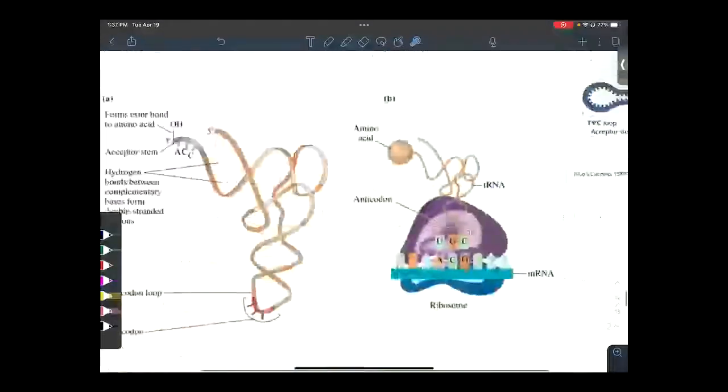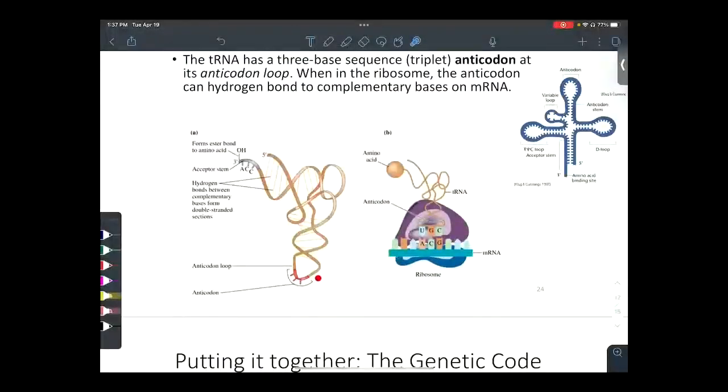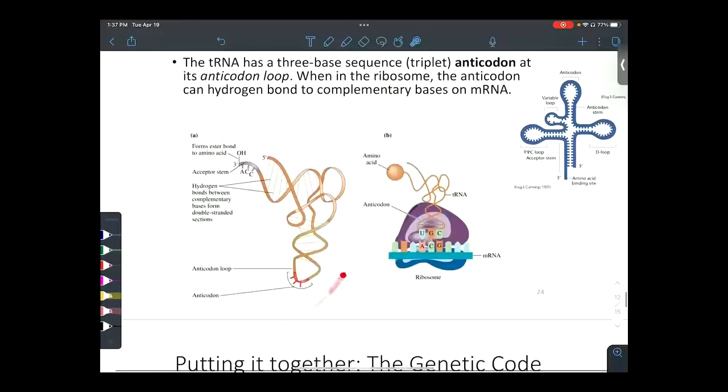In the book, though, they show transfer RNA looking like this. So this picture of transfer RNA is a little bit more representative of what it looks like in the body versus the clover leaf shape.